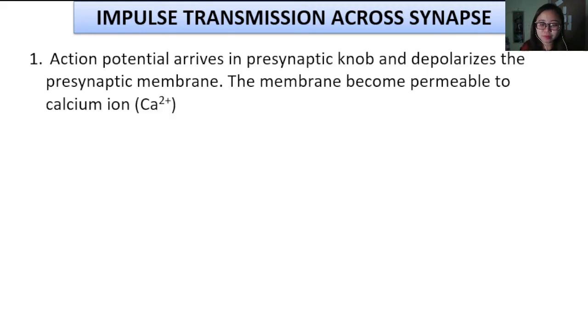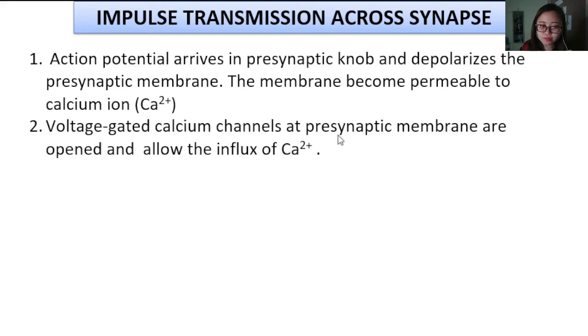Do take a break if you need it, but if you're ready, let's learn about impulse transmission across the synapse. When the impulse arrives at the synapse, these are the steps taken to send the message to the second neuron. The action potential will arrive at the presynaptic knob and it will depolarize the presynaptic membrane. The membrane becomes permeable to calcium ions.